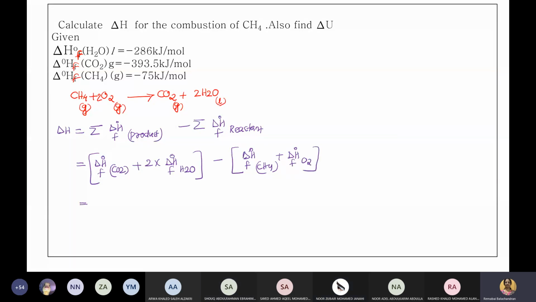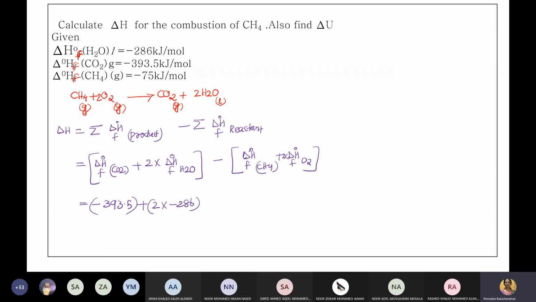Okay, please tell me the substitution. CO2, what's the value? Minus 393.5 kilojoule per mole plus 2 times H2O, minus 286. I made a mistake. Multiply delta HfÂ°. Okay, fine.